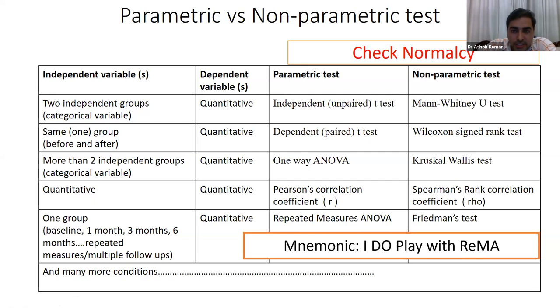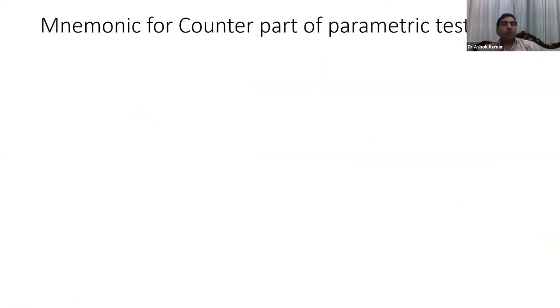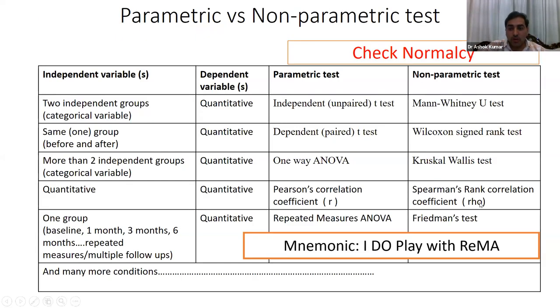Okay. Now next, mnemonic for counterparts of parametric tests. So these are the non-parametric counterparts of parametric tests, meaning non-parametric tests. Mann-Whitney test, Wilcoxon test, Kruskal-Wallis test, Spearman rank correlation, Friedman. For independent t-test, counterpart is Mann-Whitney. For dependent, it is Wilcoxon. For one-way ANOVA, it is Kruskal-Wallis. For Pearson correlation, it's Spearman. For repeated measures or RM ANOVA, it's the Friedman test.